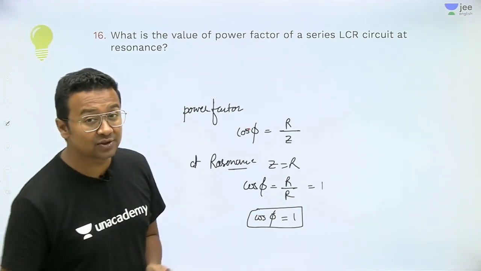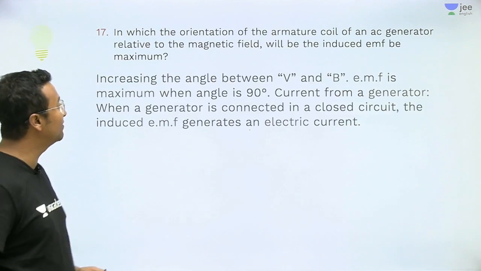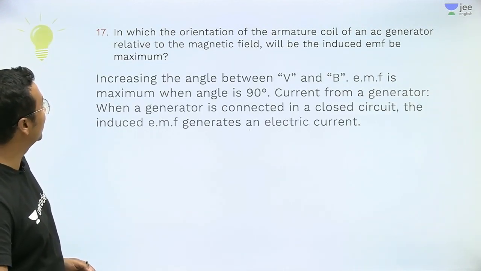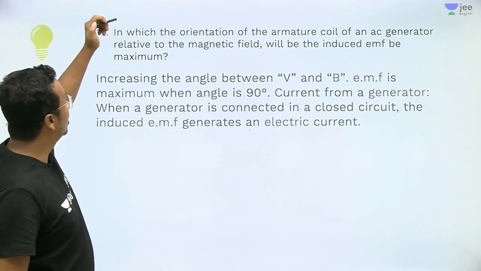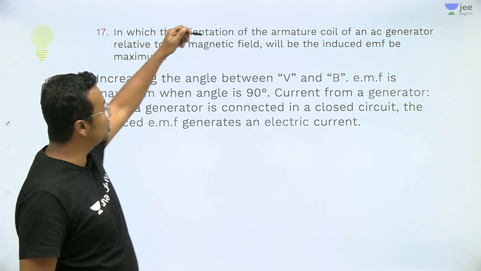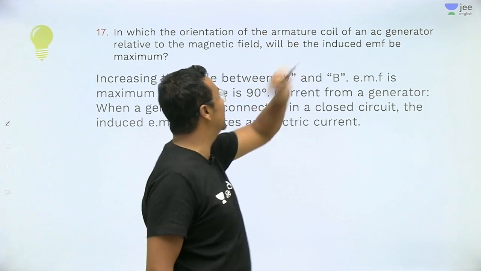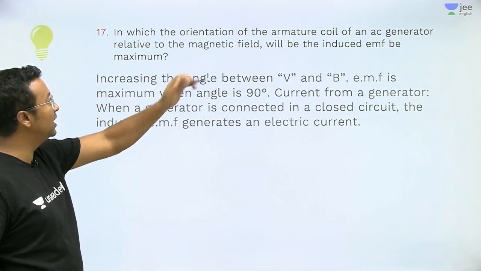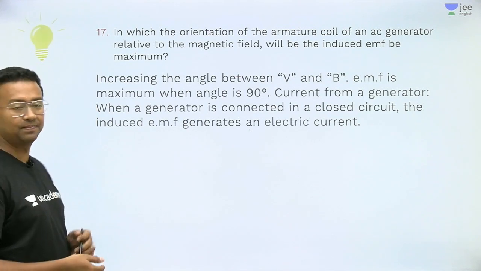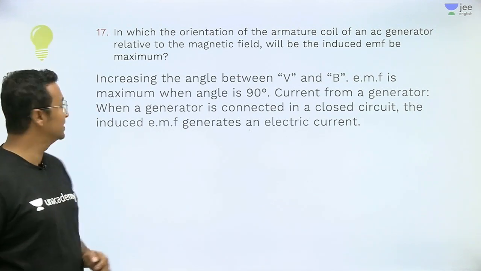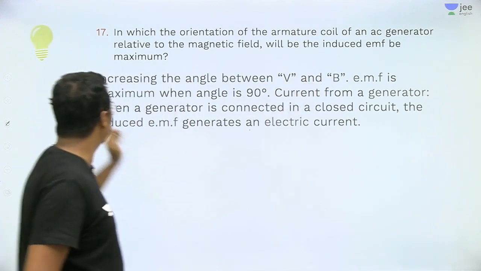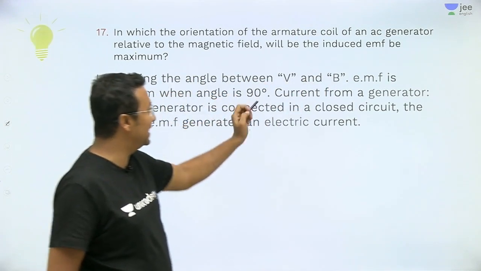Next question. What do we have here? In which orientation of the armature coil of an AC generator relative to magnetic field will the induced EMF be maximum? All of us know this. Increasing the angle between V and B, EMF is maximum when the angle is 90 degrees.